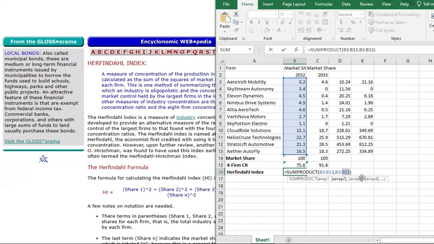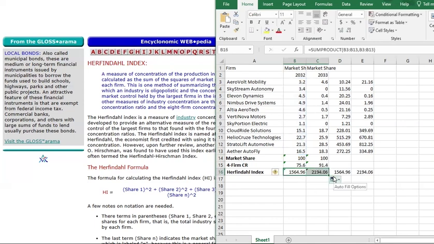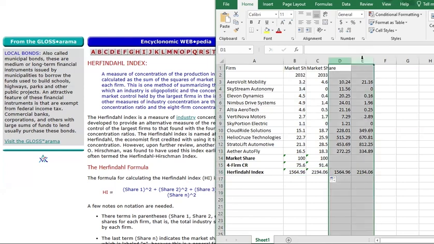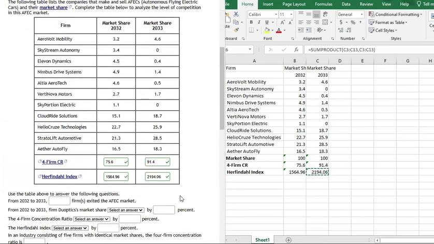Once it's multiplied each of these values by itself, then what does it do? It sums it. Then I can drag this over here and I can get the values for the Herfindahl index quicker. Then I can just delete these here, right? And your numbers are going to be different than mine, but you're going to use the same method.